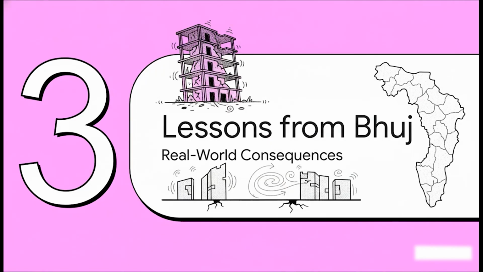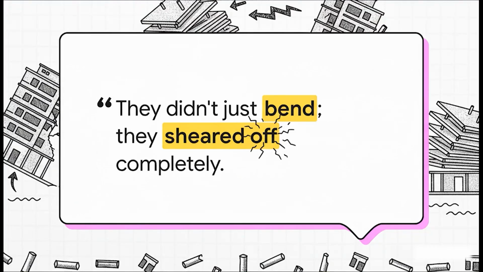Look, this isn't just theory from a textbook. The tragic 2001 Bhuj earthquake in India gave us devastating real-world proof of exactly what happens when these irregularities are ignored. This is where the engineering gets very, very real. So many apartment buildings collapsed because of a classic stiffness irregularity, an open ground floor for parking, or what's known as a soft story.